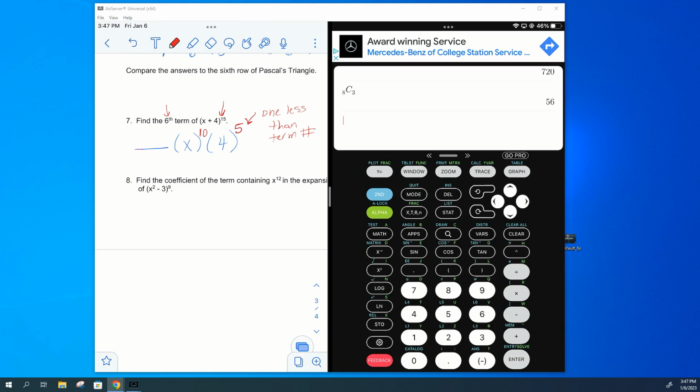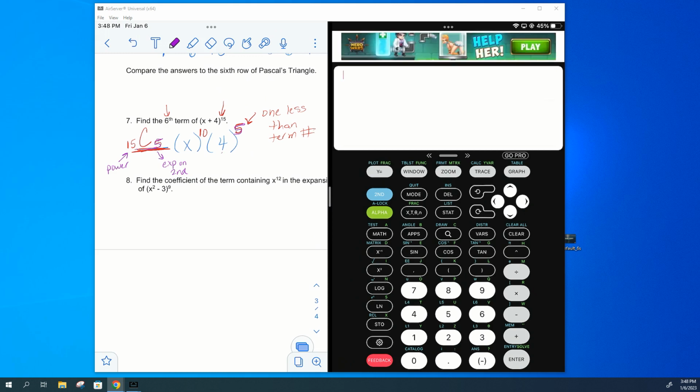Now you're like, well, how do I know what goes here? Well, here's the deal. It's always power, choose the exponent on the second. So this one is always your power. This one is the exponent on the second thing. So see how that's 5? And that's 5 as well. All right, so to clean this up, I have 15 choose 5.